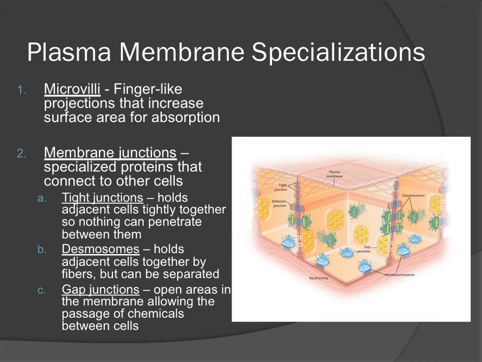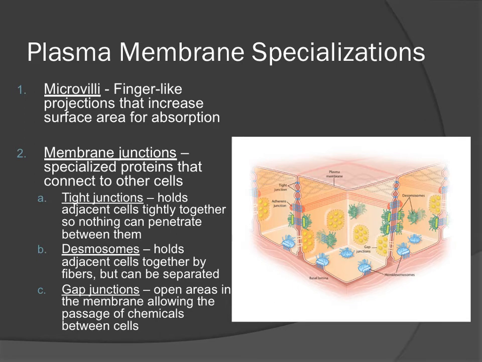Some specializations that you'll see with the plasma membrane: we have something called microvilli. These are finger-like projections that increase surface area for absorption. So they are involved in absorption, secretion, cellular adhesion, and they form the brush border that is found on the apical surface of some of our epithelial cells, such as your small intestines.